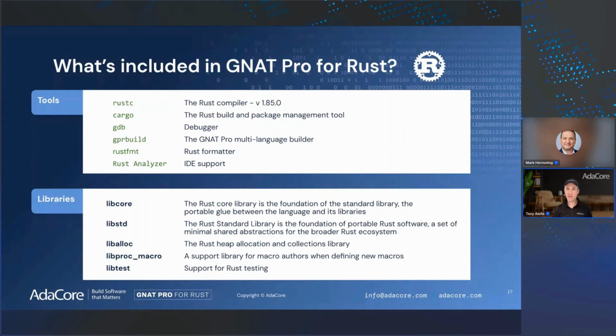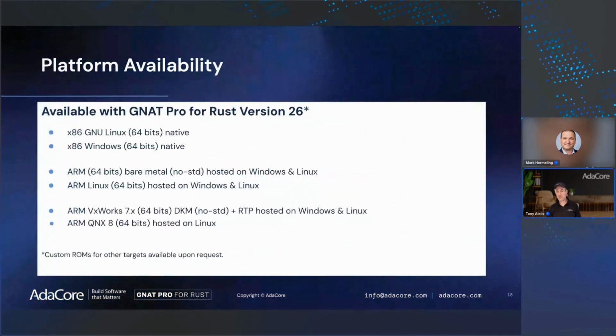Let's take a look at the platforms we support. A key differentiator for GNAT Pro for Rust is that we make embedded platforms at the same level of assurance as the native platforms. So of course we have our natives, x86-64 Linux and Windows, but we also give you, with a full warranty and full support, ARM64 bare metal. This is a no_std target hosted on Windows and Linux.